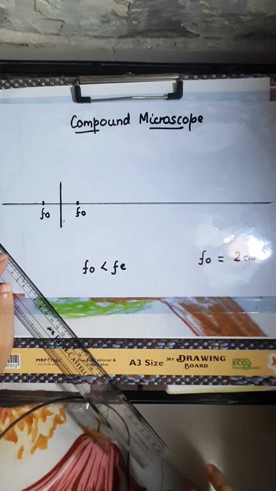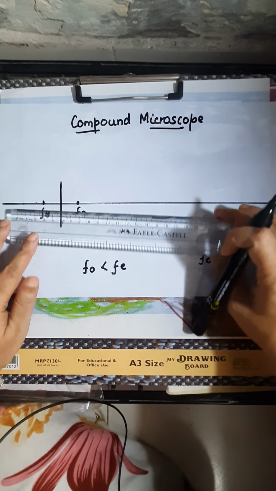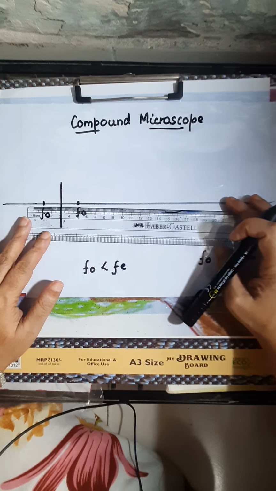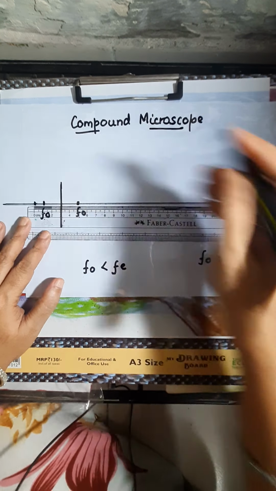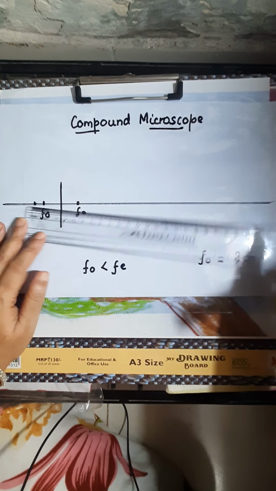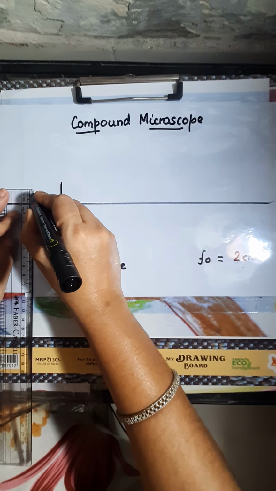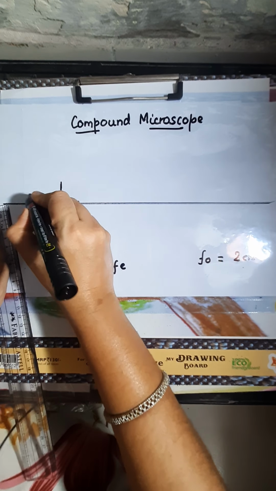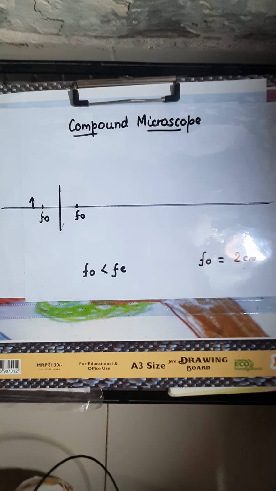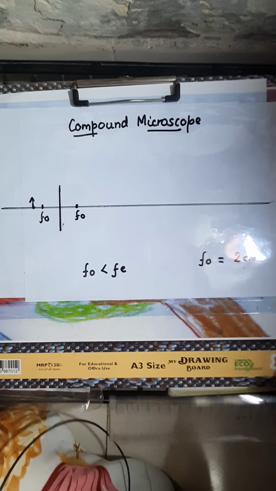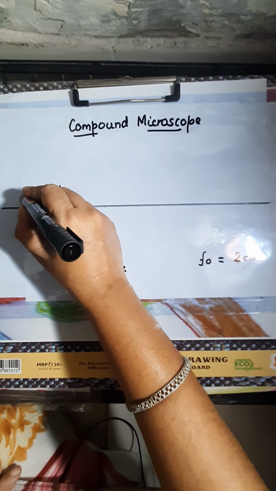Now my object should be placed just beyond the focus. So for my convenience, once again I repeat, it is only for my convenience, I take it at a distance of 3 centimeters from here, and I take a small object. Don't take a very large object, otherwise the image at the end will come very big and go outside your board paper. Now this is my object AB.